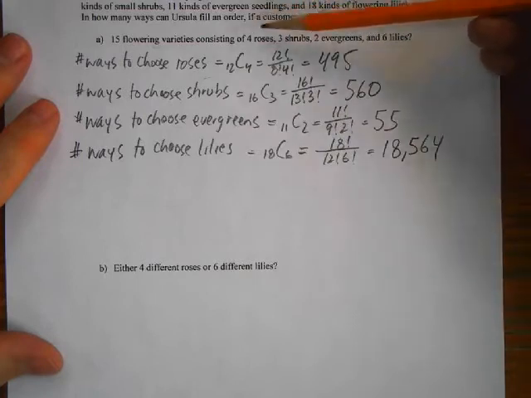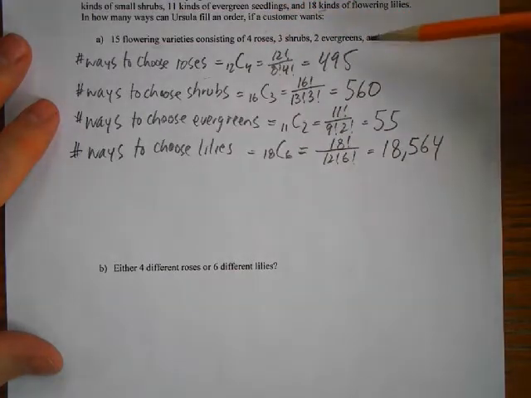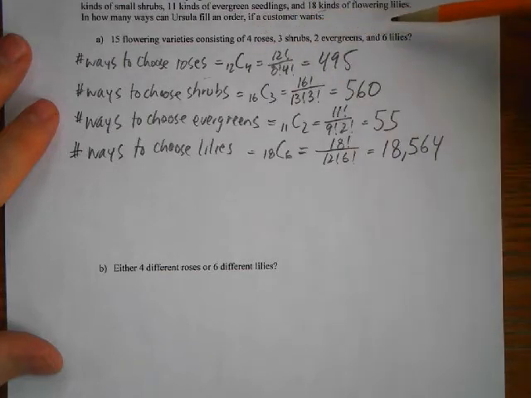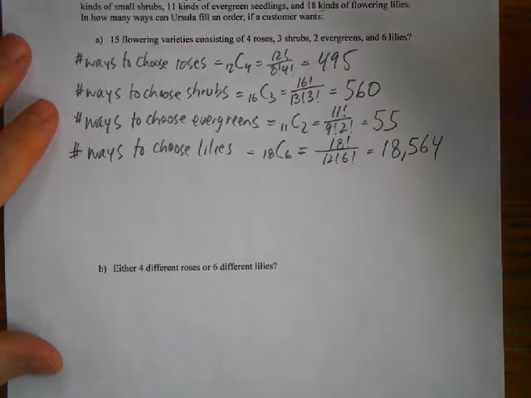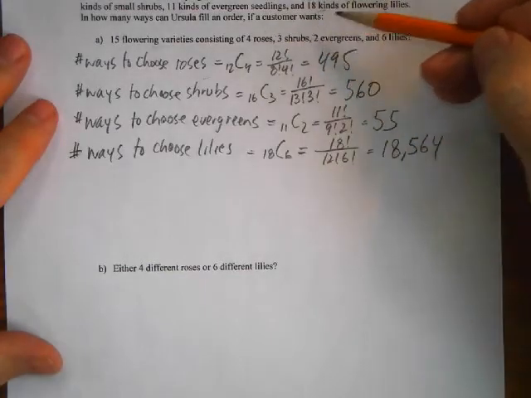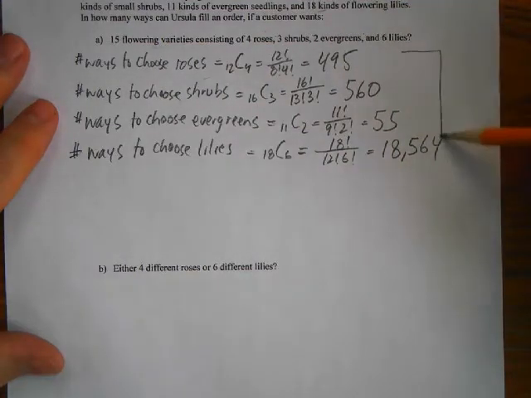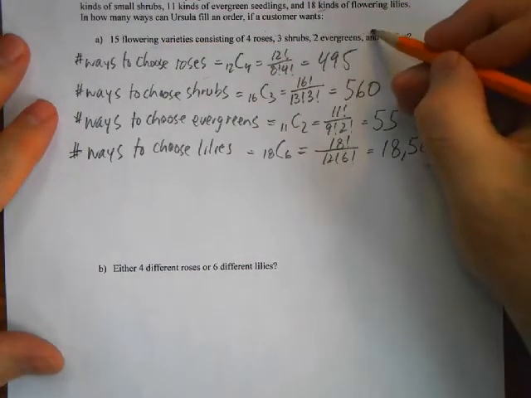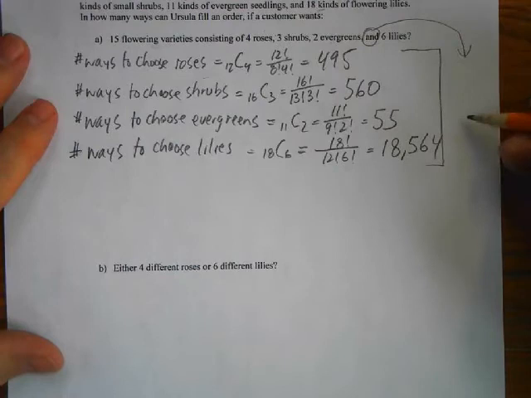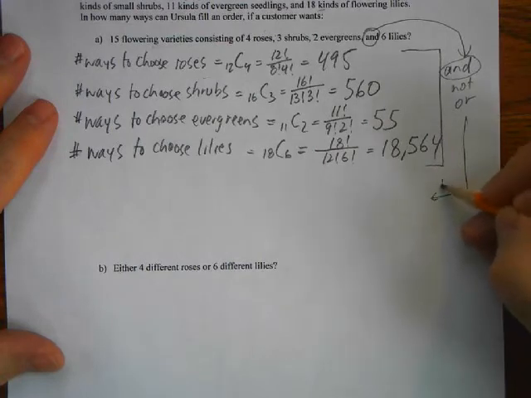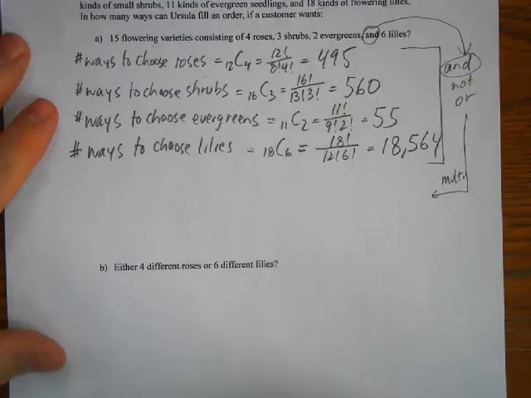We've got the number of ways to choose each of these independently, but the customer wants all of these. He wants 4 roses and 3 shrubs and 2 evergreens and 6 lilies. You notice I'm emphasizing the word "and" between them. I could just circle that one "and," but there are implied "ands" between all of them. So it's "and," not "or." Therefore we're going to multiply. It's the multiplicative principle of counting.